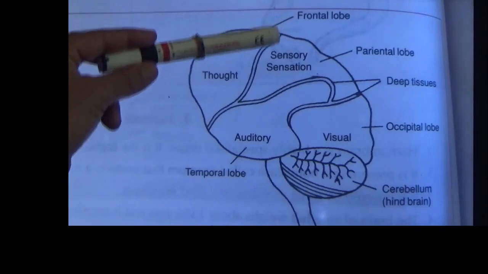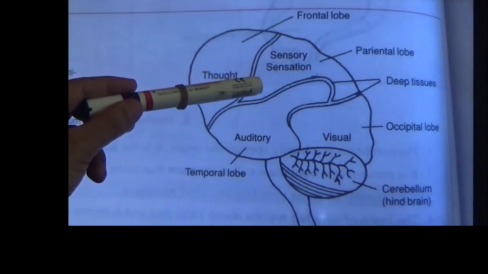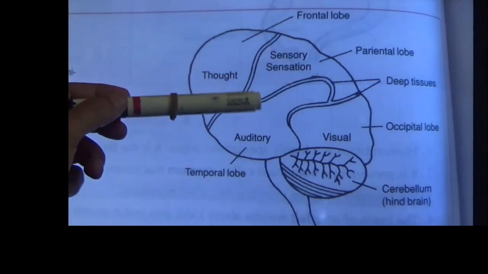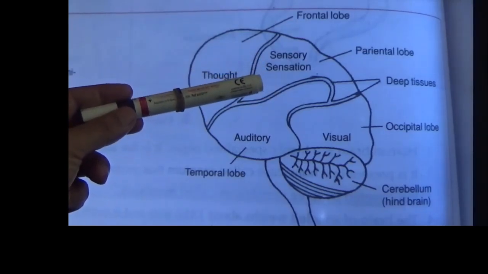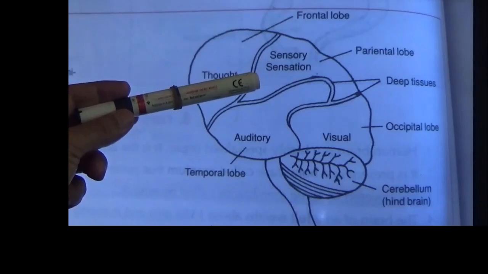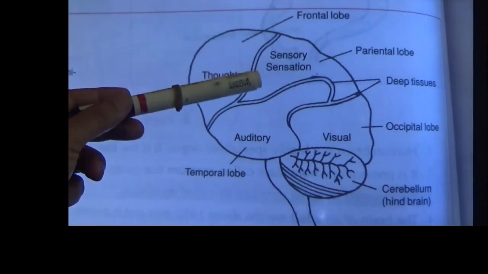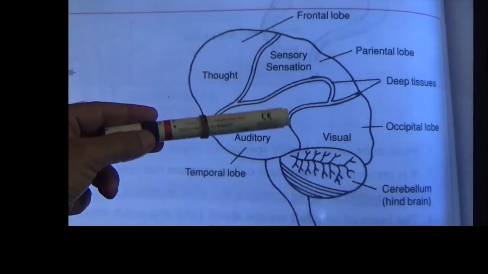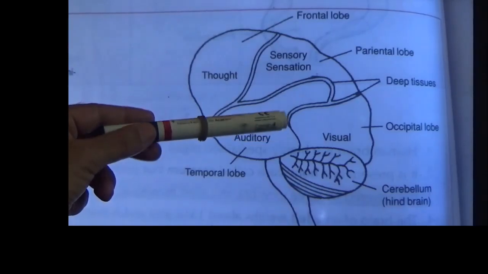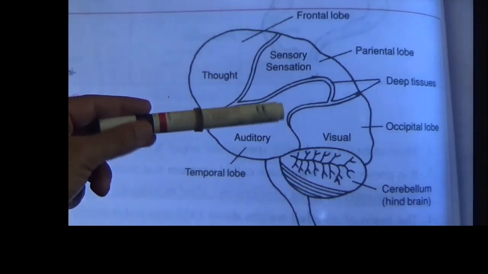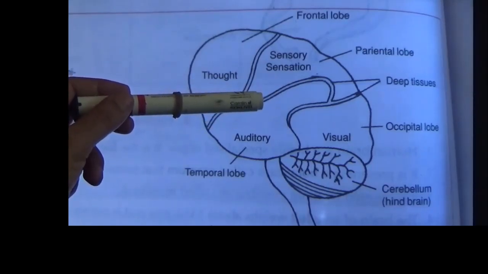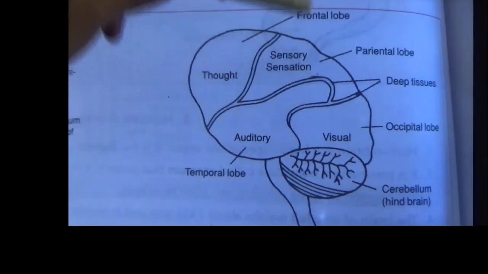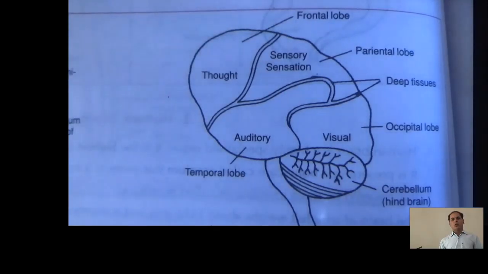This parietal lobe is responsible for sensory sensation. We can have sensations of the eye, nose, ear. These sensations are received or analyzed by this parietal lobe. And the occipital lobe is responsible for visuals. We can see things because of this occipital lobe. These are the different divisions of the cerebrum.